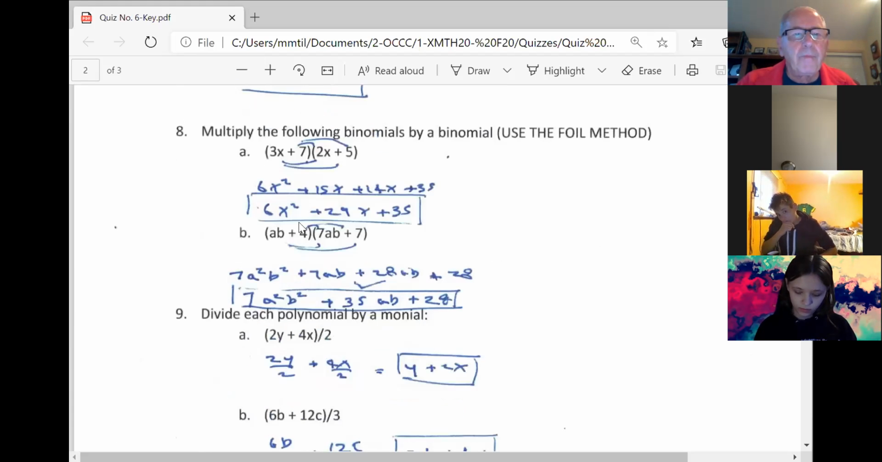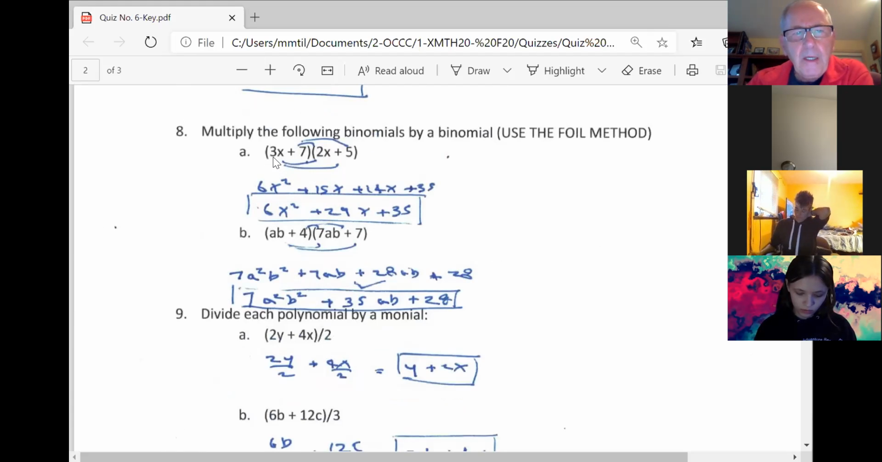Okay. Here you're using the FOIL method to multiply two binomials together. And today we'll talk more about the FOIL method and how it's used, and then factoring, working backwards. In other words, going from this answer down here, 6x squared plus 29x plus 35, and factoring it back to this, something like that. And we'll practice that today.